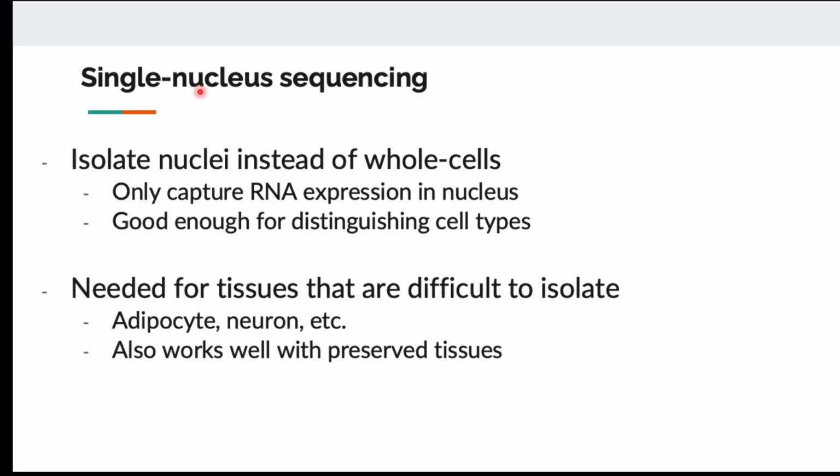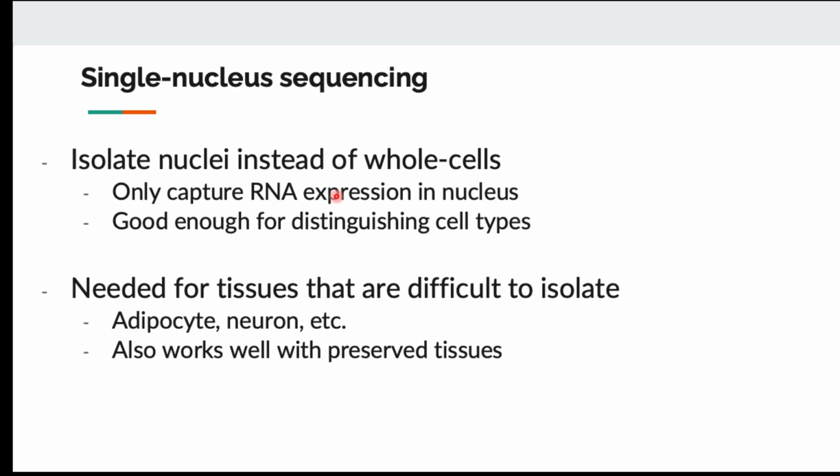So as the name implies, when you do single cell, you are isolating the cells and you get the RNA in the cytoplasm. But for certain tissue structures, you cannot isolate individual cells, but you can still isolate the nucleus. So this single nucleus sequencing allows you to study RNA pattern and gene expression pattern in cells in tissue where you cannot isolate. But the limitation is you are going to see only RNA that are present in the nucleus.